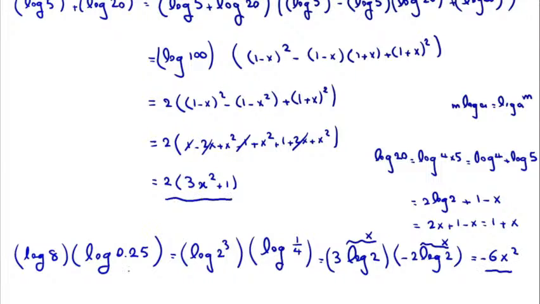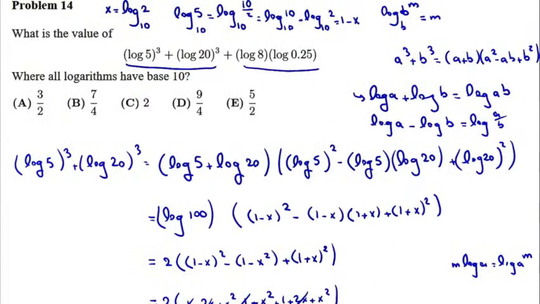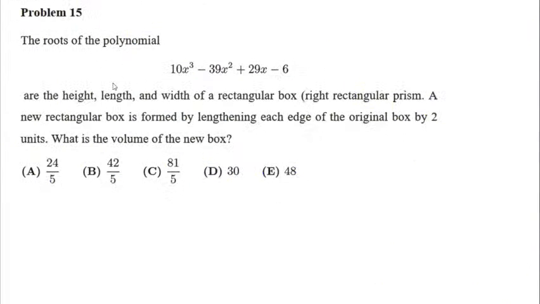Okay, so we have this part, this part. Some of them will be what? 2 times 3x squared plus 1 minus 6x squared. It will be 6x squared plus 2 minus 6x squared. They will be cancelled. And the answer will be 2. Okay, so the answer is C.